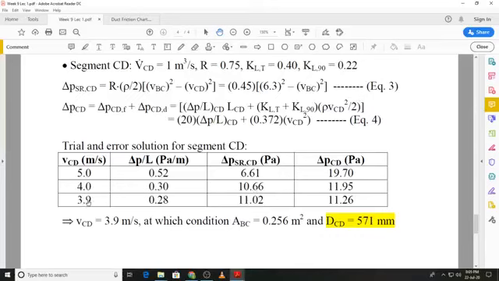So I made my next guess as 3.9 meters per second, at which the static regain is 11.02 pascals, whereas the pressure drop is 11.26 pascals, and that is where we can stop the iteration and take the value 3.9 meters per second as the velocity in segment CD. And again, by using the volume flow rate in segment CD, we find out the cross-sectional area and the duct diameter, which is 571 millimeters.